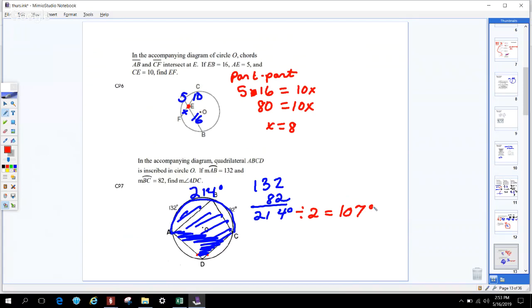So don't forget, you might have to add arcs together, subtract pieces out. If it has a diameter, it's 180 degrees. And then you might have to do something else. Oftentimes, the something else will have you go from angle to arc or arc to angle. That's usually what's going to end up happening. Shall we go on?